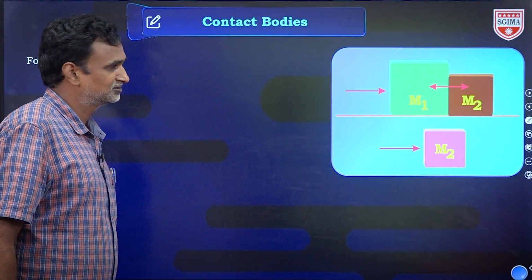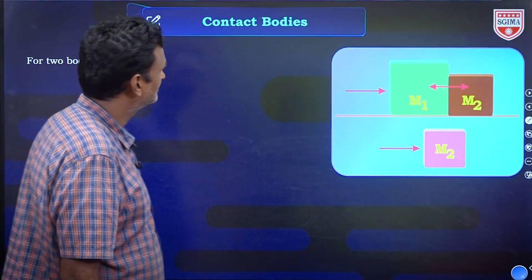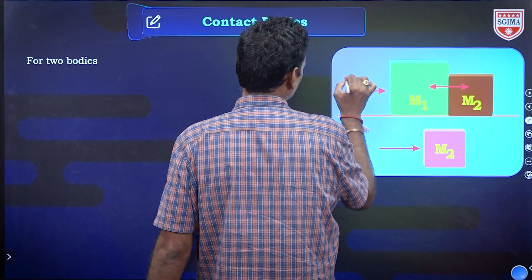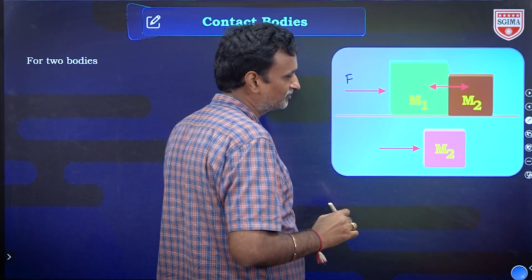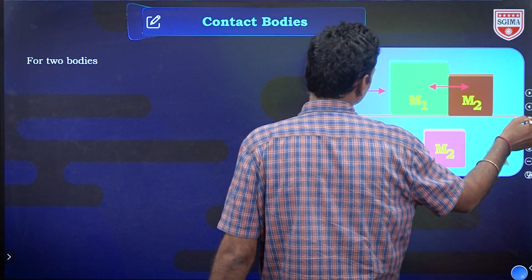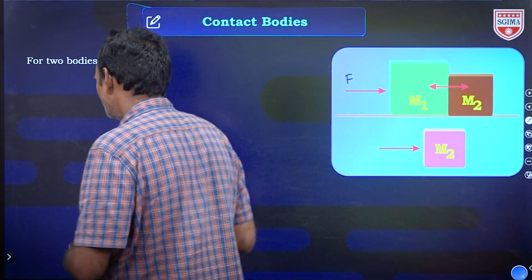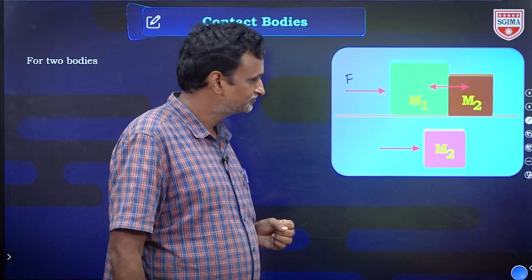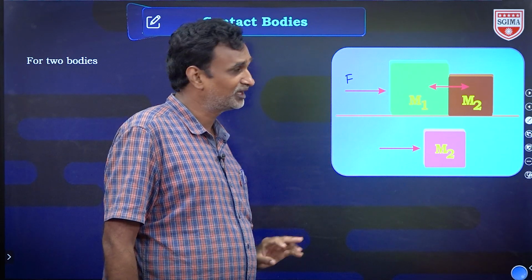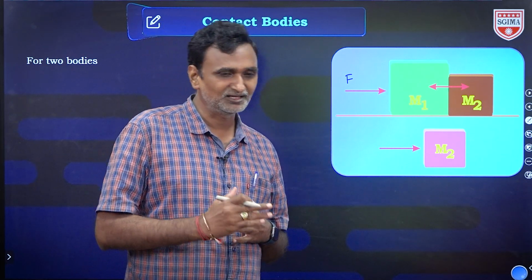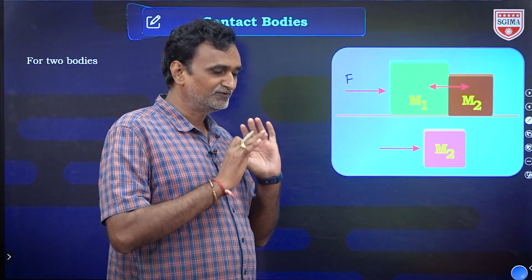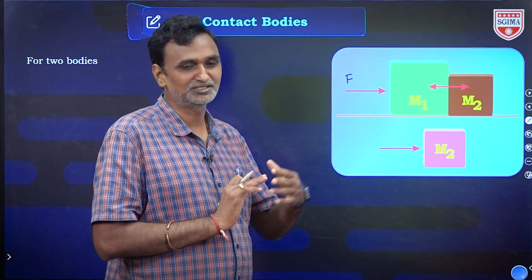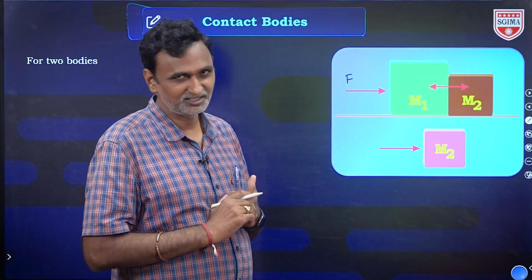Here, contact bodies. Two bodies kept in contact. Okay, so here some force is applied on the system. That is, F is applied to the right side to move the blocks M1 and M2. Why do we need to discuss this condition? Let us see, two blocks are kept in contact and some force is acting on one of the blocks. According to the first law and second law, when a force is acting on the system, there is a cause of acceleration, otherwise a change in the state takes place.